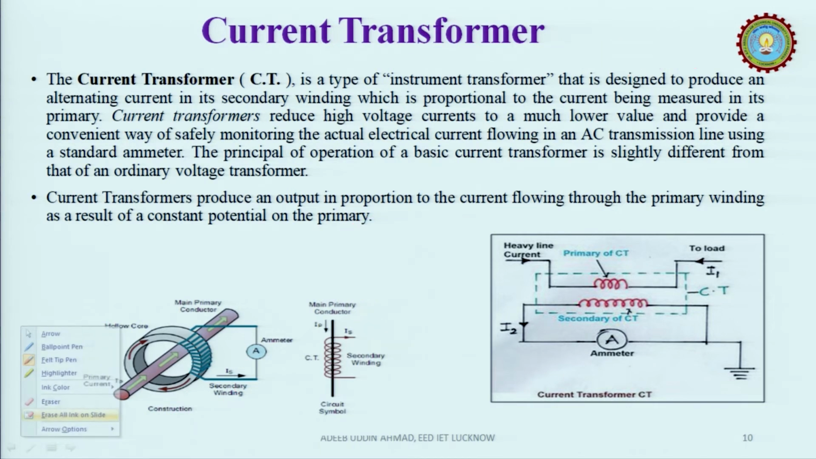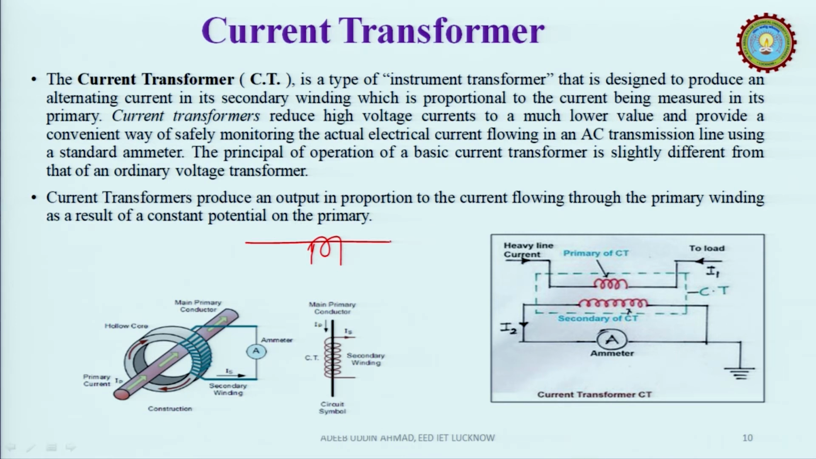So, we have a main conductor and the secondary winding. So, this is the circuit symbol of the CT, and basically CT can be shown by this symbol. We have this line, and we have this type of helical symbol. So, this is the symbol for CT. This is a current transformer.